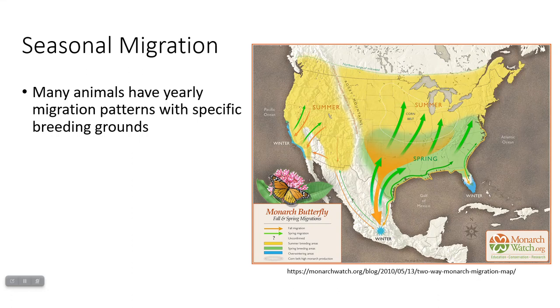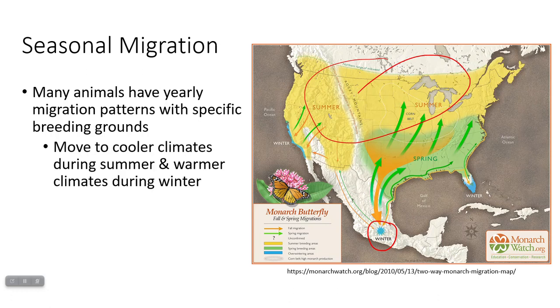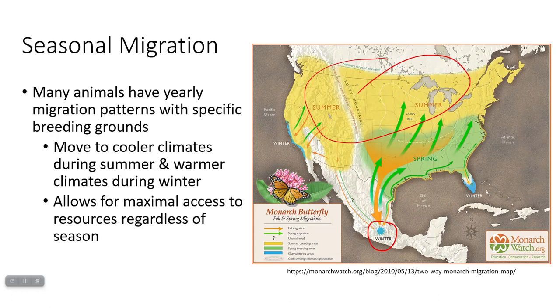This is showing you the monarch butterfly migration pattern. So in the winter, they tend to all come to this one area in Mexico where they'll reproduce, and they'll overwinter there, and then they'll migrate north, and they'll be found in these wide areas of the United States. And this is a yearly migration pattern that they have. They do this because they're trying to have maximum access to resources.